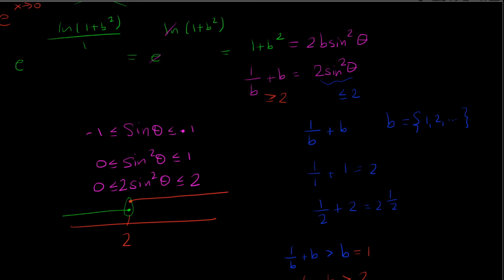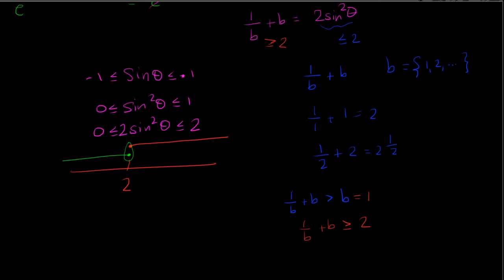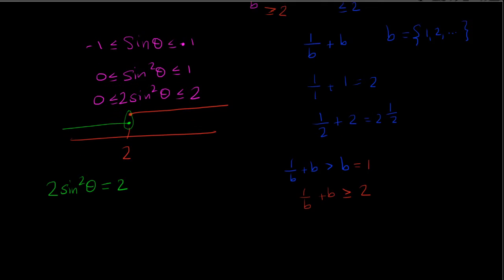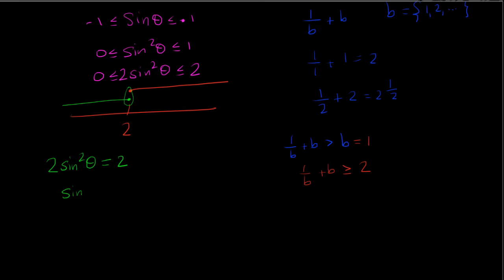So my goal here is to solve for theta. Okay. So 2 sine squared and 1 over b plus b are the same when they're equal to 2, right? So I'm going to set 2 sine squared equal to 2. And that makes sine squared equal to 1. So sine is plus or minus 1.